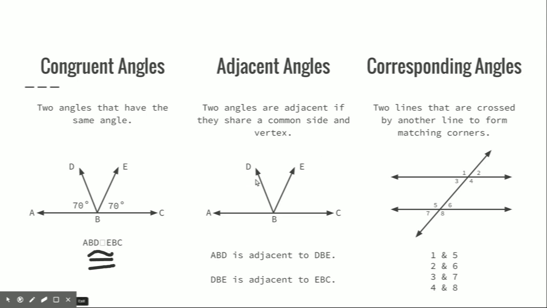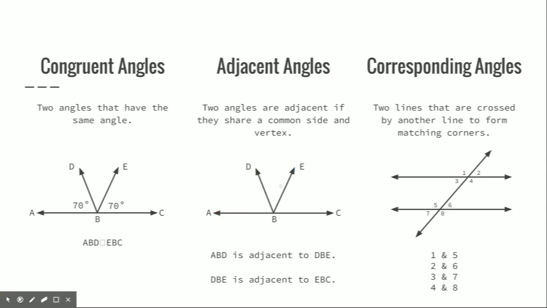Now, adjacent angles are angles that share a common side and vertex. So they share a common side and vertex. So it says ABD is adjacent to DBE. So let's see how well I can draw. So that's saying those two are adjacent, and the reason that they can be adjacent is because of the fact that they share a vertex, so they share a point right here, and then they share this common line. Okay, so they share that common line. So those are adjacent, they're right next to each other.